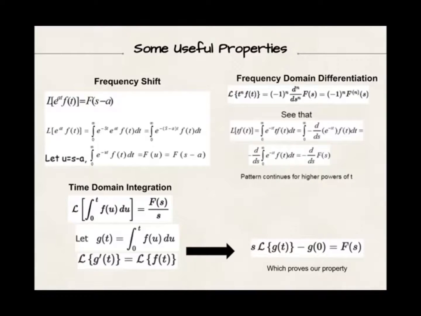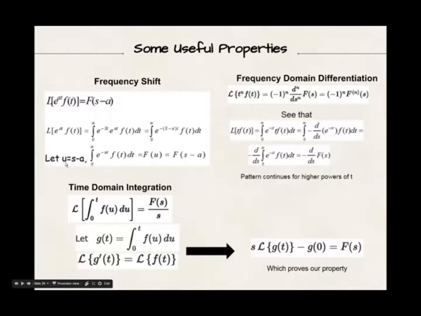Frequency shift. So when you take the Laplace transform of f of t times e to the at, this means that it creates a shift of F of s minus a. So you have the Laplace transform of e to the at times f of t. That is equal to the integration of e to the negative st times e to the at times f of t integrated in relation to t from 0 to infinity. We then group the e to the power of's together, so it becomes the integration of e to the negative s minus a times t times f of t integrated in relation to t from 0 to infinity.